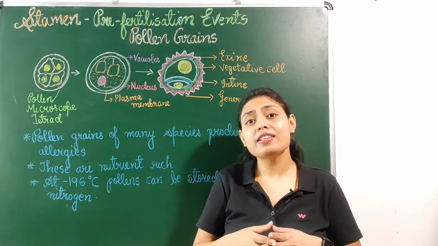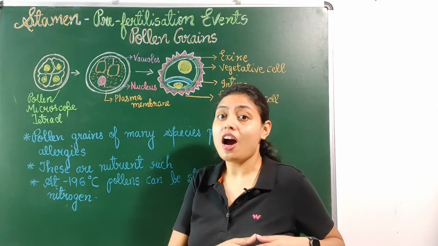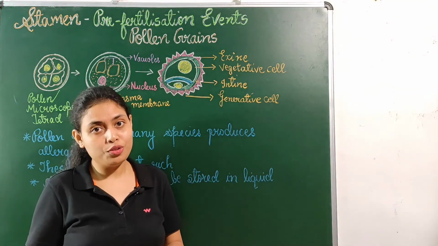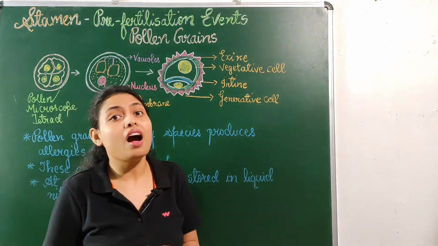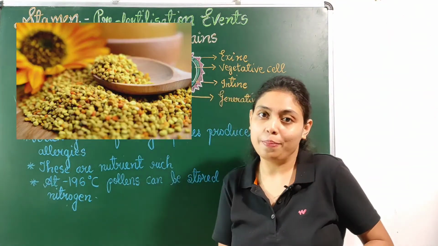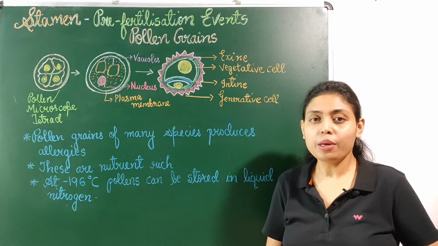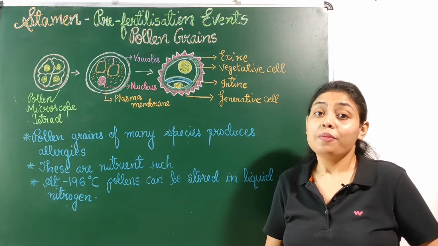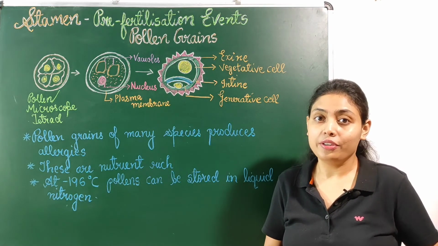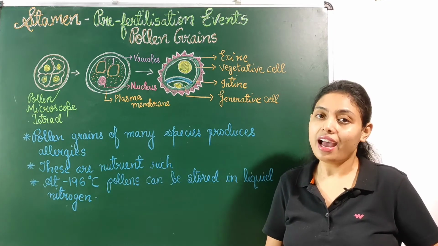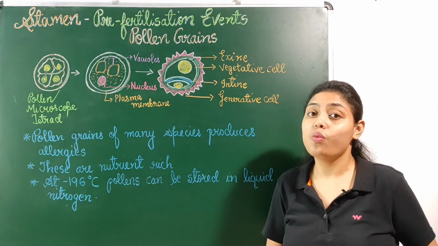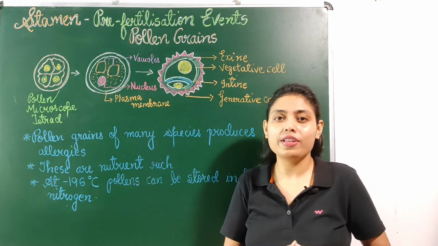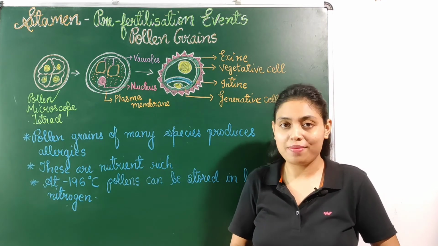Whereas, if you see the other side, pollen grains are highly nutritious. They contain a high amount of nutrients, and because of this, they are also used as food supplements. Now, have you heard about storing pollens? Yes, it is possible. Pollens can be stored for years and years in liquid nitrogen at the temperature of minus 196 degrees Celsius. Further, these pollen grains can be used for plant breeding programs.